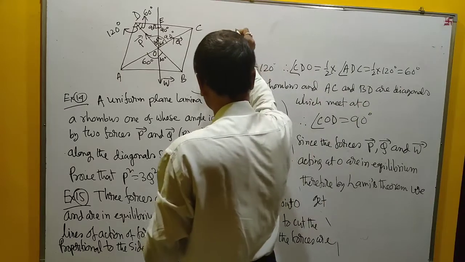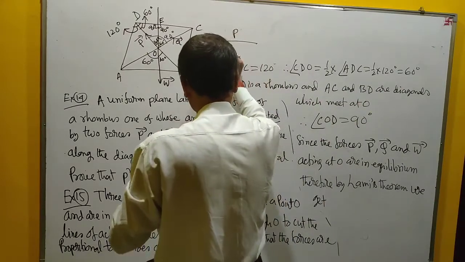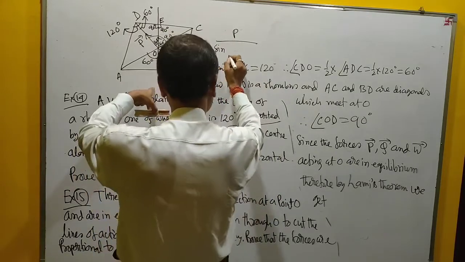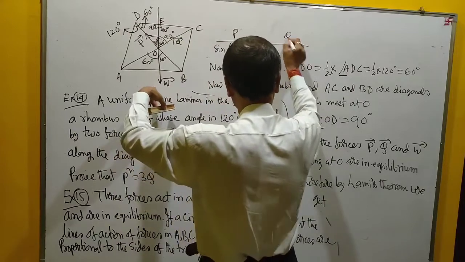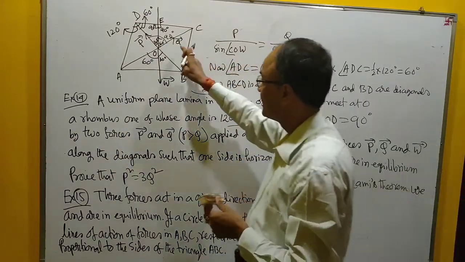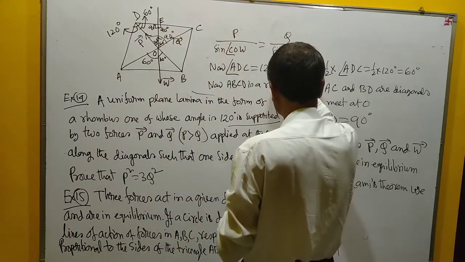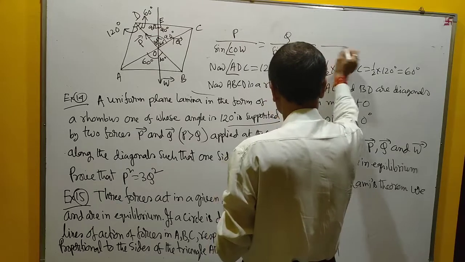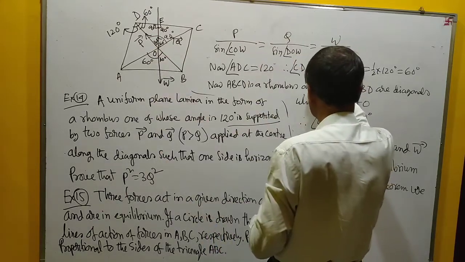Therefore by Lami's theorem we get, I am writing here, P divided by sine of COW equal to Q divided by sine of DOW. This is equal to W divided by sine of COD.